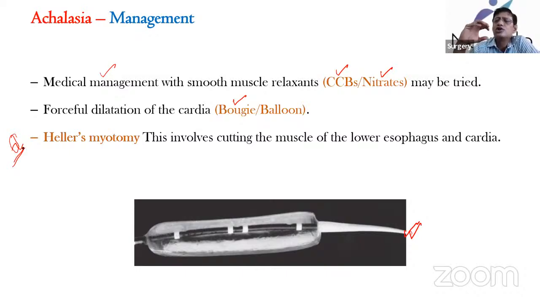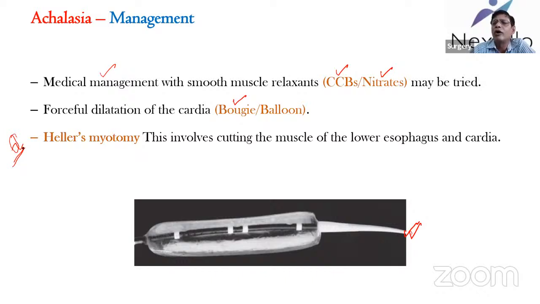The muscles in the esophagus in different areas have different components. The upper portion of the esophagus has mainly the longitudinal muscles. The middle portion has both longitudinal and circular, whereas the lowermost portion has only the circular muscles. What we do in Heller's myotomy, suppose these are the muscle fibers, the circular muscle, and this is the esophagus going like this. We cut these circular muscle fibers like this so that this area dilates out. Okay, so this is the Heller's myotomy.